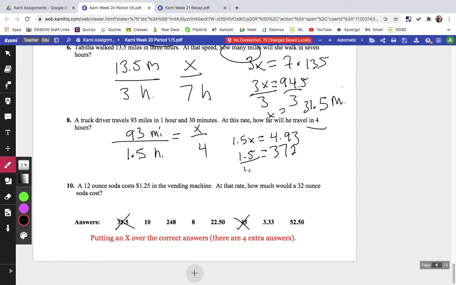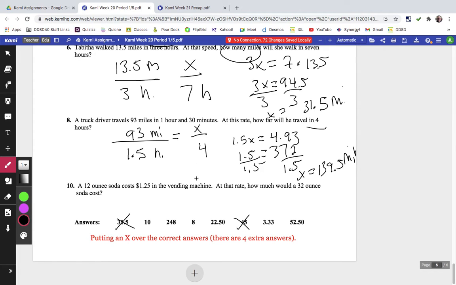372 divided by 1.5 equals x equals 139.5 miles. And there is a mistake somewhere, so I'm going to find that.